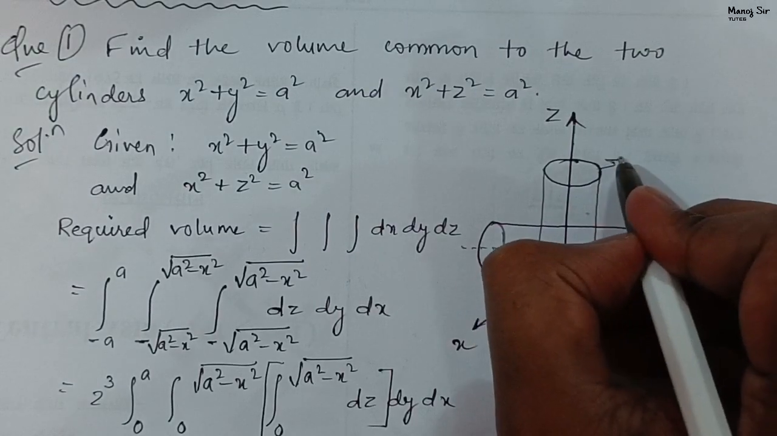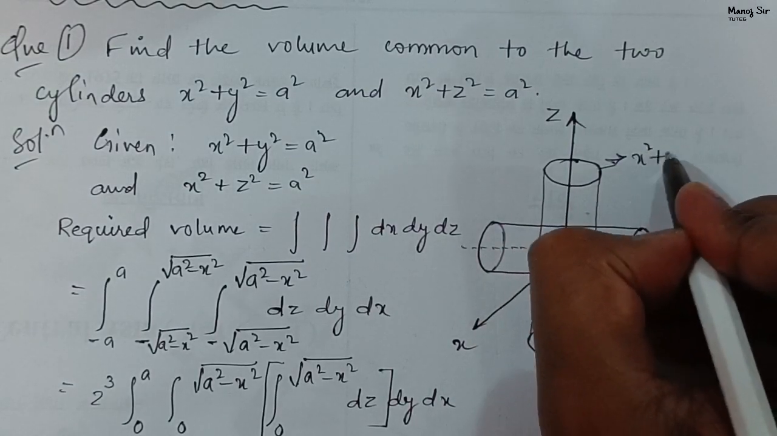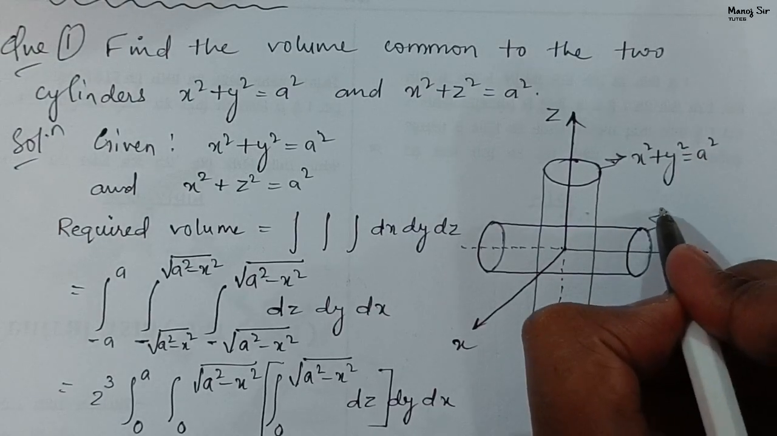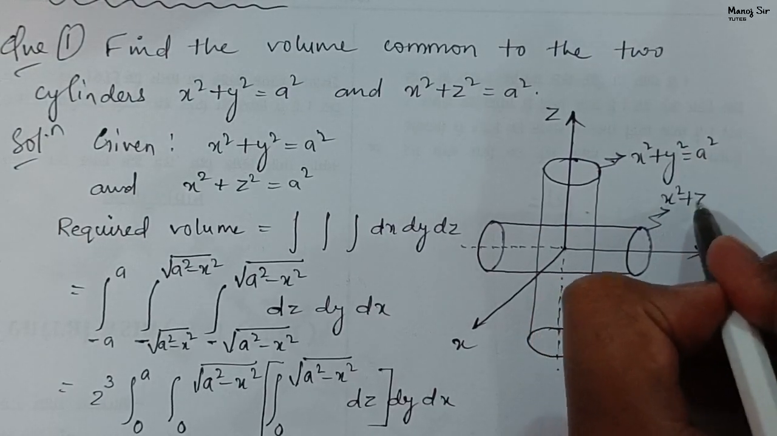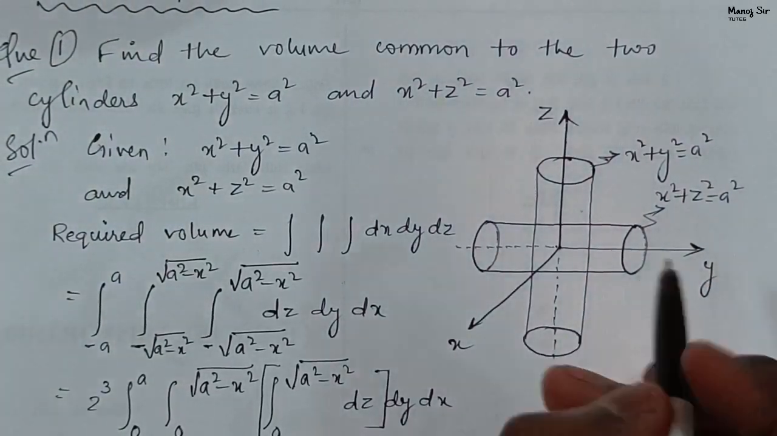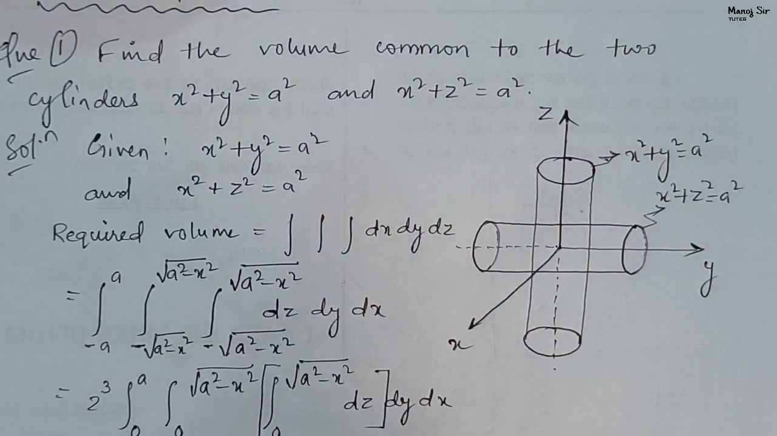So this is x square plus y square equals a square, and this is x square plus z square equals a square. Okay. So this is how we can draw on this xyz plane.